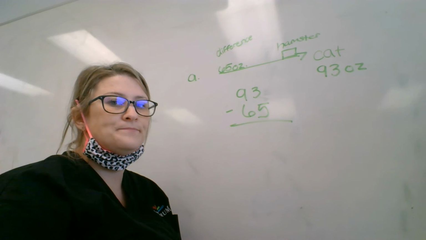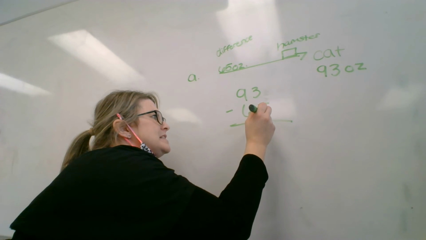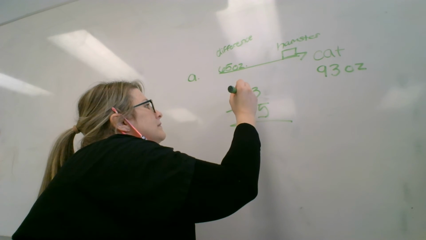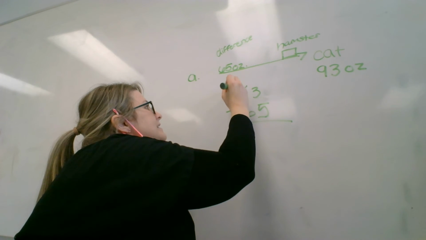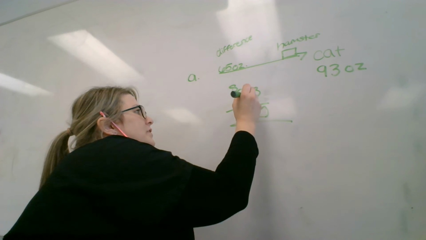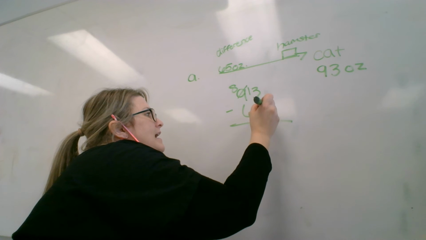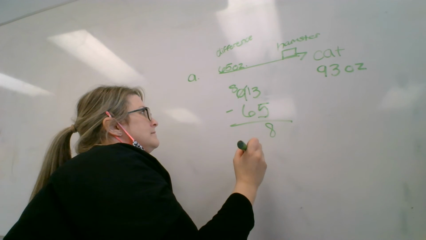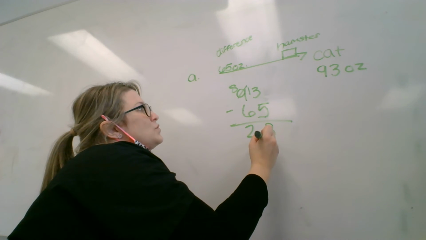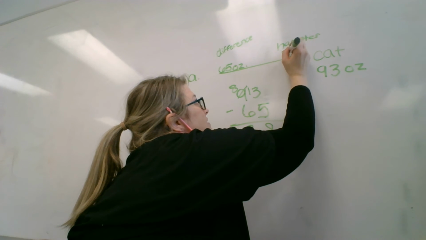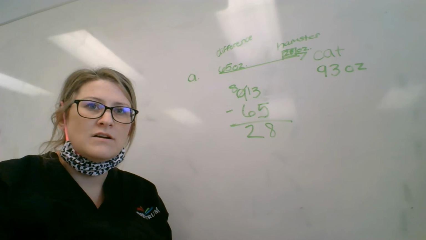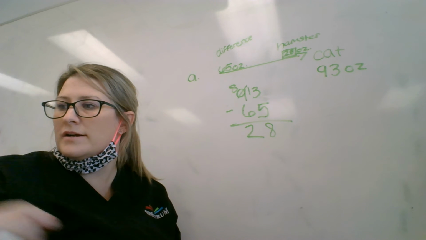Looking at this number, I want 5 pieces of pizza, but they only have 3. They got to go next door, borrow 1. So now, instead of 9, this guy has 8. And I have 13 minus 5. 13, 12, 11, 10, 9, 8. 8 minus 6, 8, 7, 6. 28. So how much does that hamster weigh? 28 ounces.